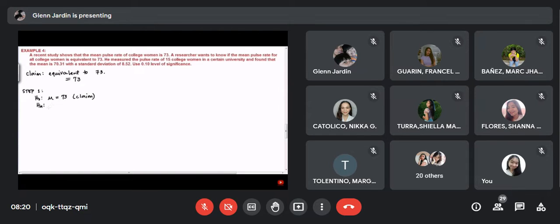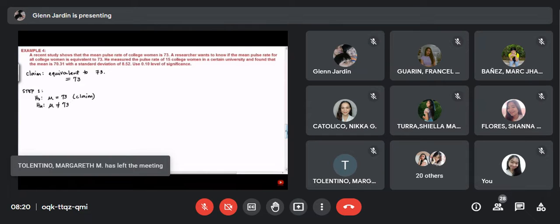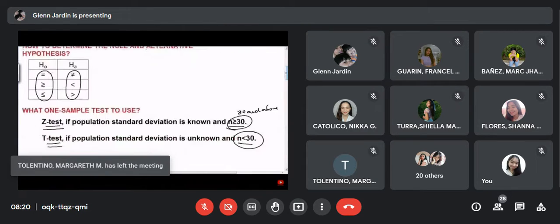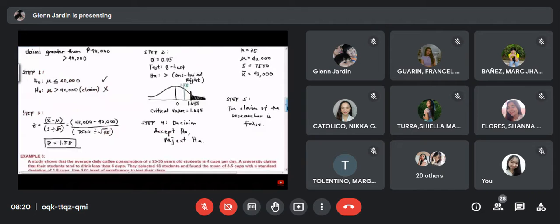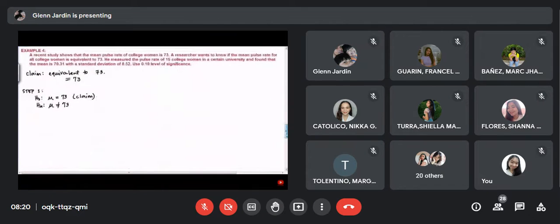Okay? So, syempre, kabaligtaran yan is not equal. So, not equal to 73. Ayan. Pag binalikan nyo yan, ayan, nandito yung equal sa HO. So, kabaligtaran yan ay yung HA na not equal. Okay? So, ilalagay nyo sa HO yun. Tapos, ilalagay nyo yung opposite niya na not equal. Okay? Next one is step 2.